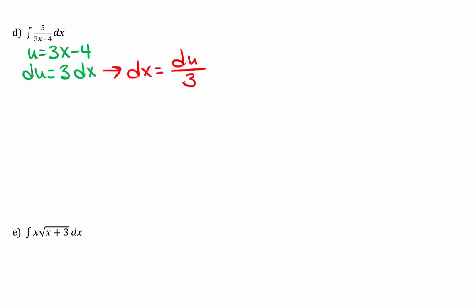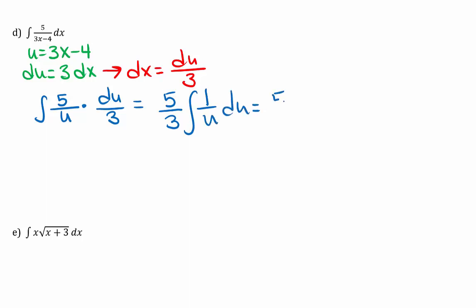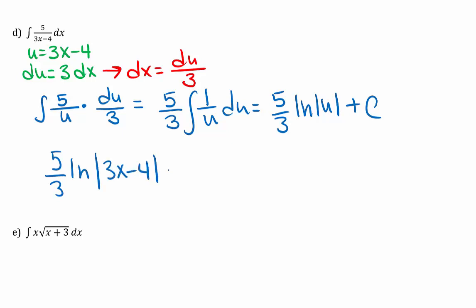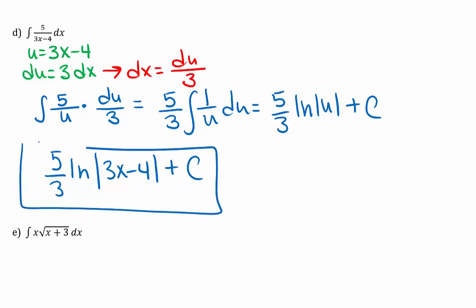All right, example D. This time, I think I'm going to make the u 3x minus 4. So then my du would be 3 dx, and dx is du divided by 3. So my integral is 5 divided by u, du divided by 3. I'm going to pull those constants out front, so now I've got 5/3, 1/u du. I integrate, I get 5/3 natural log of absolute value of u, of course, plus c. And then finally, I am going to rewrite this answer so it has x's. I replace the u with the 3x minus 4. And that's my final answer.